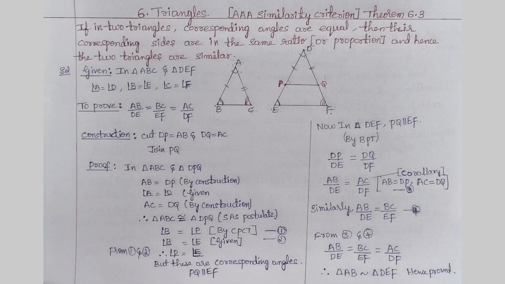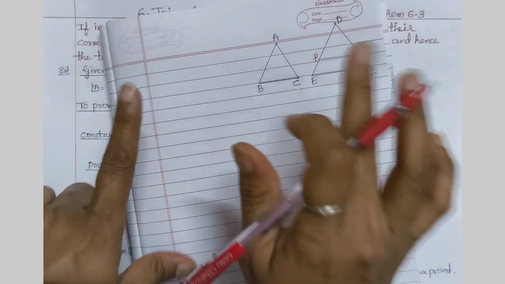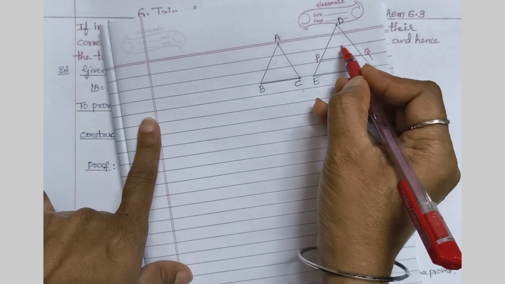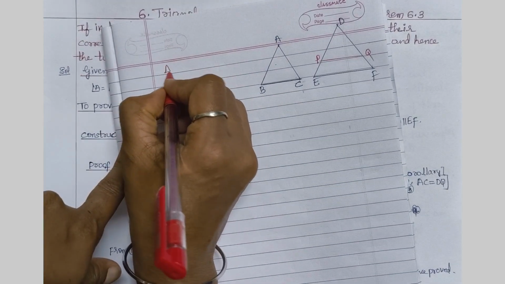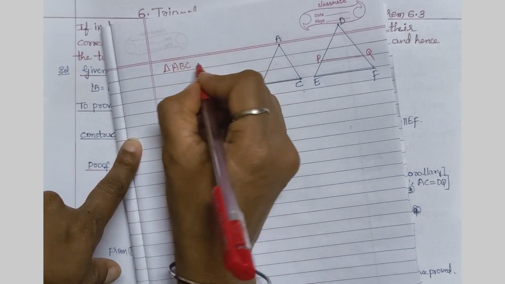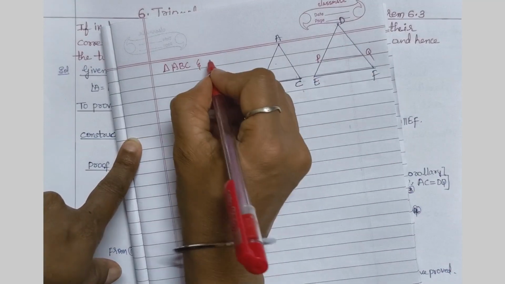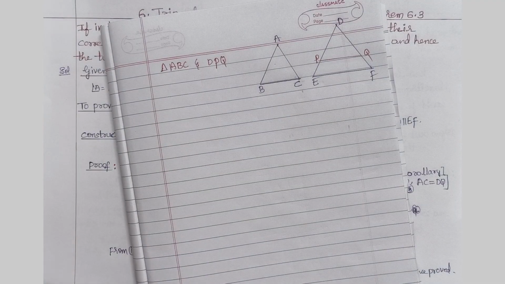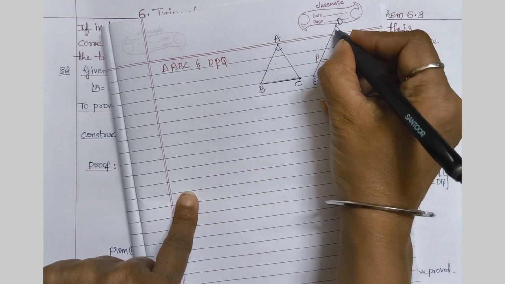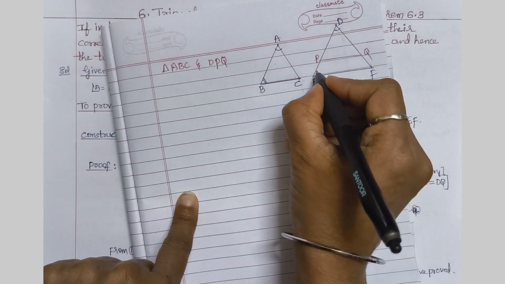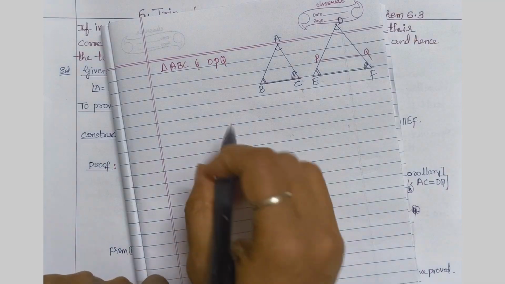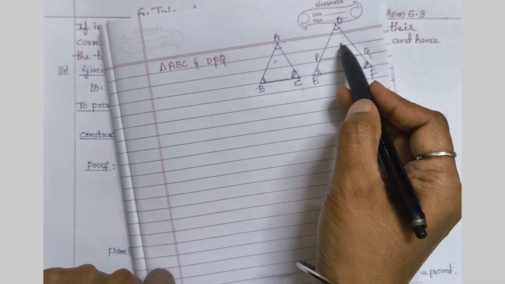What is the proof? Very important, carefully listen. Step by step I will explain. Here two triangles are there. Now we are taking triangle ABC and triangle DPQ. See here, what is there in the question? This angle equal to this angle is given, and this angle equal to this angle is given. And angle C equal to angle F is given in the question. So now we are taking this triangle and this triangle.